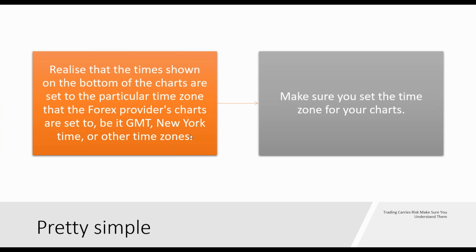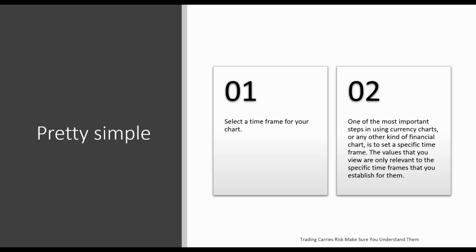So realize that the times shown on the bottom of the charts are set to a particular time zone. Your provider's charts are set to be in GMT time or whatever time zone you want them to be. Make sure you set the chart time zones for your charts. Also select a time frame for your charts. One of the most important steps in using currency charts or any other financial chart is to set specific time frames. The values you view are only relevant to you for the specific time frames that you establish for them.